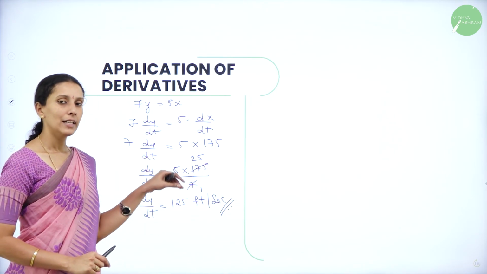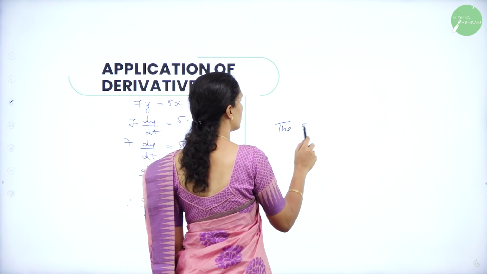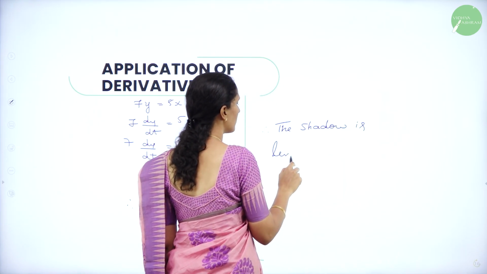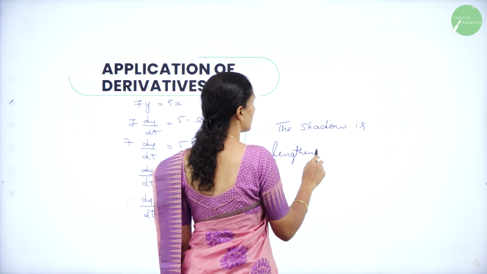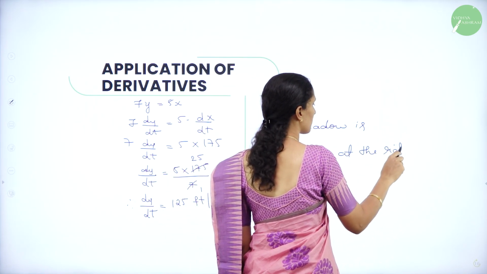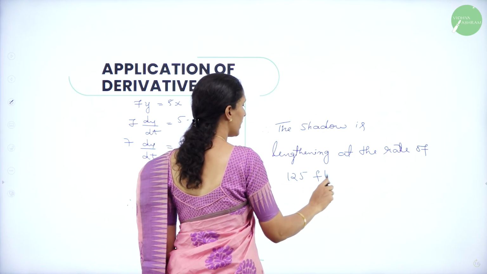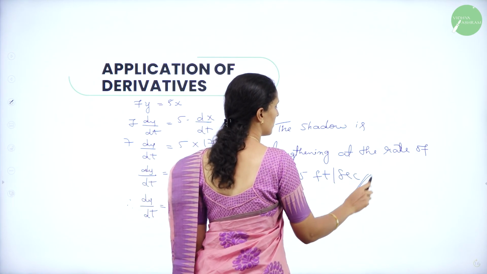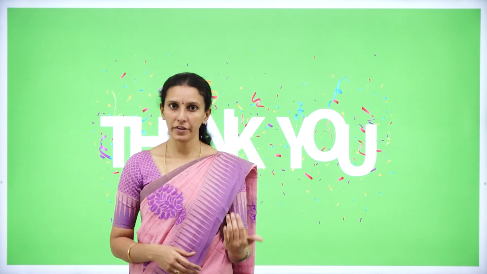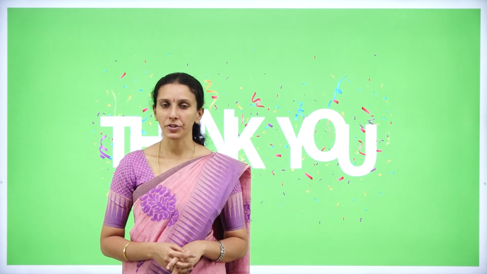So what is this? The shadow is lengthening at the rate of, we can conclude, 125 feet per minute. So this is how, using differential calculus, that is by means of differentiation, we can find the rate of change of one quantity with respect to another.